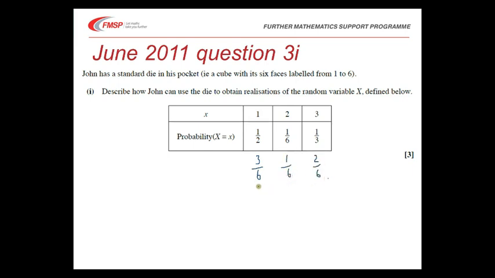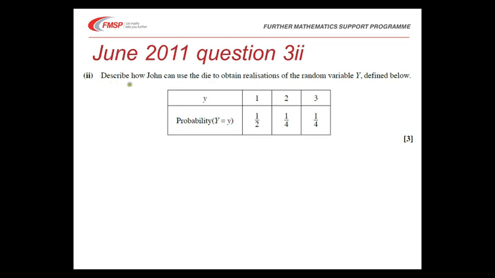It's then fairly straightforward from here to identify what would happen. If John rolls a 1 to 3, we can use that to simulate x is 1. If he rolls 4, we can use that to simulate x is 2, and if he rolls 5 to 6, we can use that to simulate x is 3. And the probability of this should be a half, this should be a sixth, and this should be a third. And we're pretty much done there. Fairly standard type question for 3 marks.